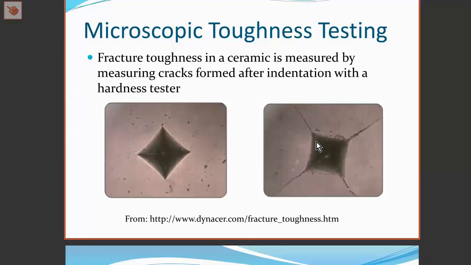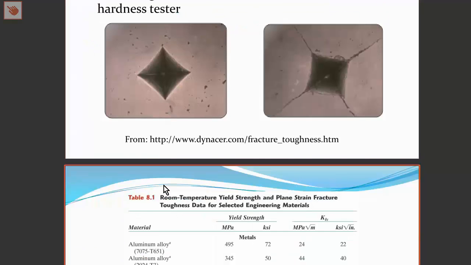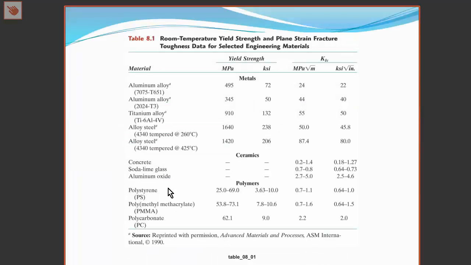Fracture toughness may also be measured using a diamond indenter on microscopic specimens, and we can determine the force that is required to cause cracking in the material at the edges of the pyramid-shaped indenter. Here we see some data for yield strength and fracture toughness. We see, for instance, alloy steel has a very high fracture toughness. Ceramics have a very low fracture toughness, and the fracture toughness of polymers varies depending upon the type of plastic.